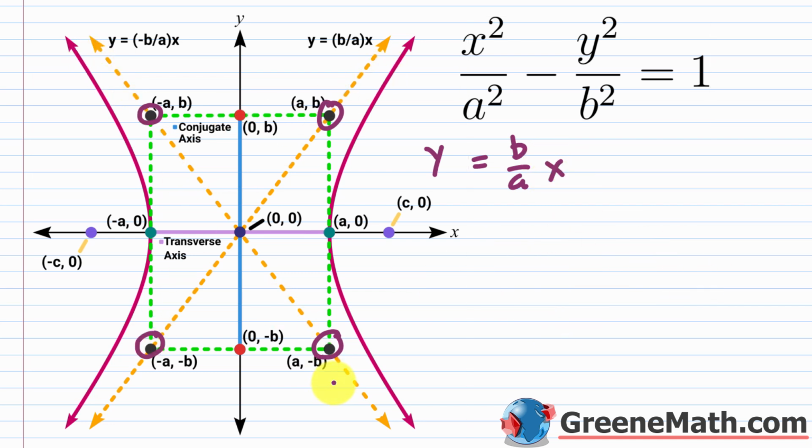For the other one, you could use a similar process. This is going to be a negatively sloped line, so you're going to get y equals negative b over a times x. So that's going to be for this guy right here.